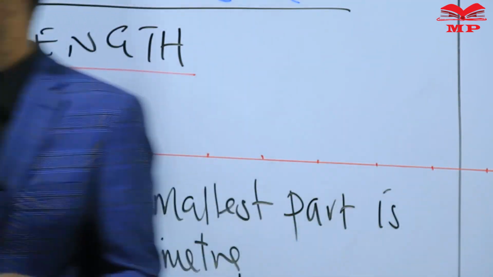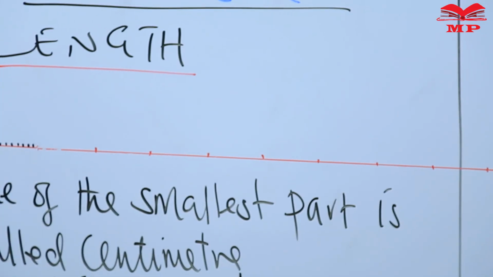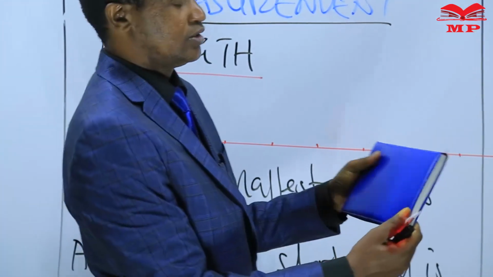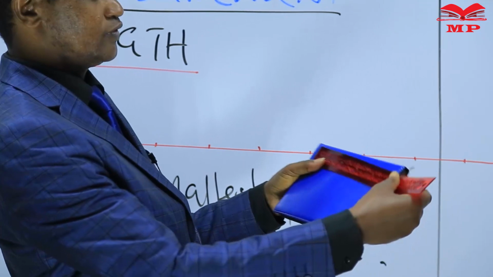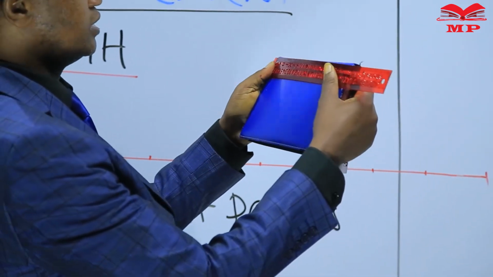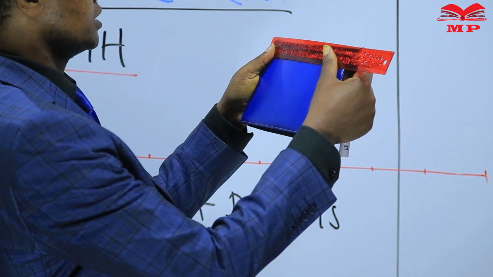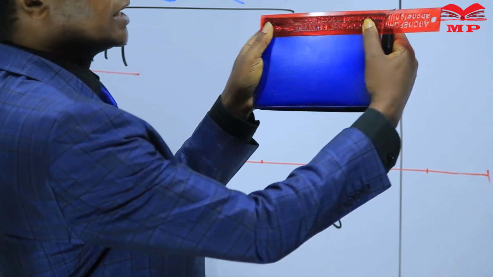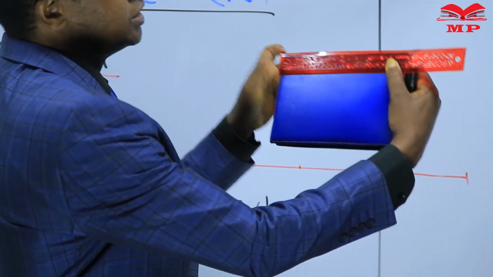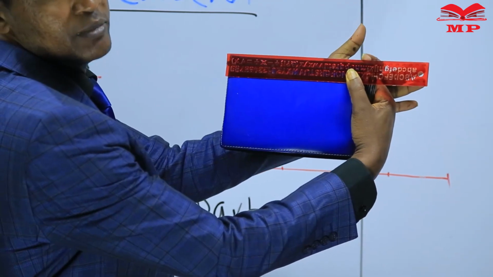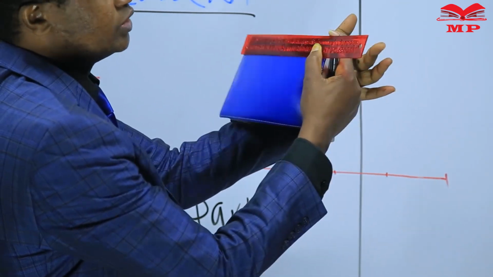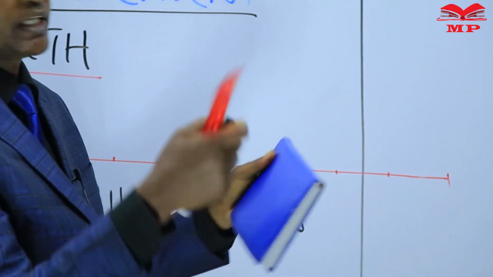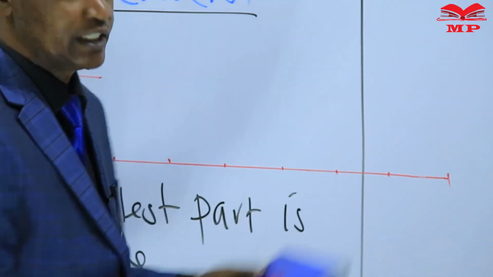Let me try something else. This is my diary. What is the length of this diary? The length of this diary is how many centimeters? This one is 21 centimeters. From this point to the other point, the diary is measuring 21 centimeters. This diary is a short length because it's less than 30 centimeters.